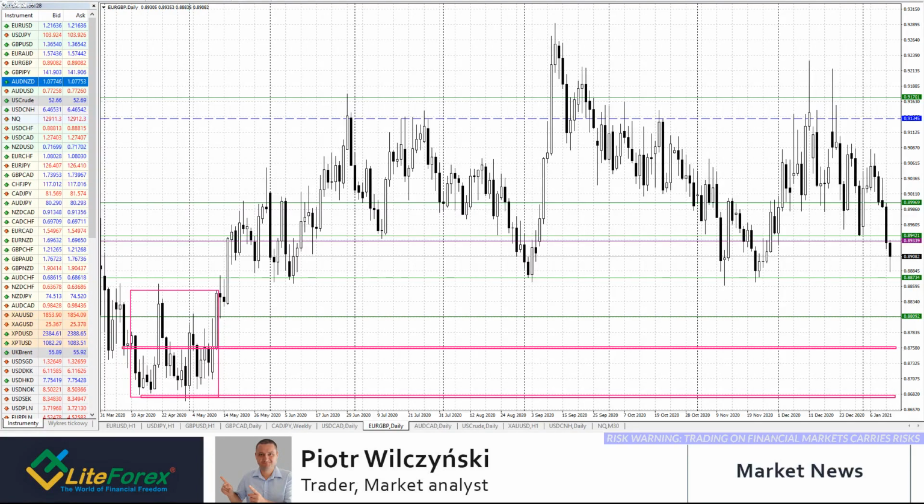There are things going on in the U.S. The House debates rules ahead of the Trump impeachment vote, so there might be some kind of movement when it comes to the U.S. indices as well as to the dollar.